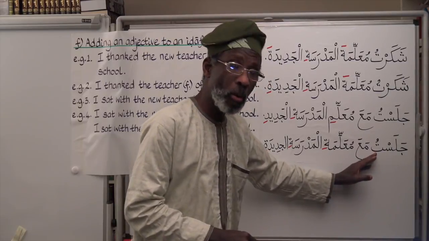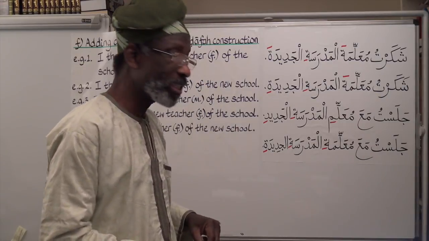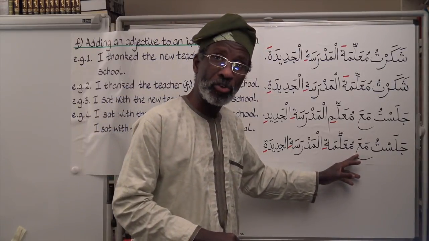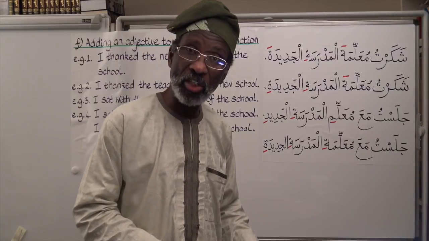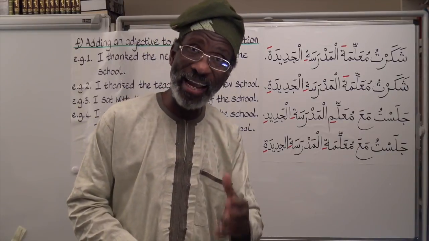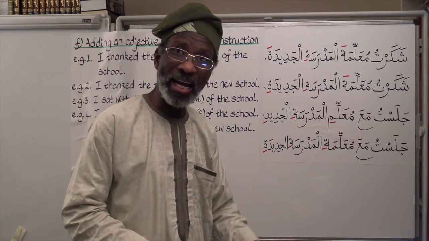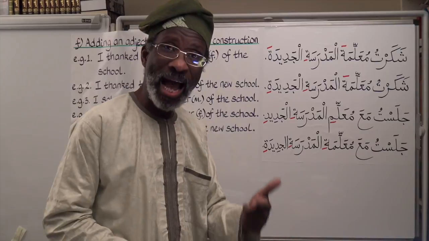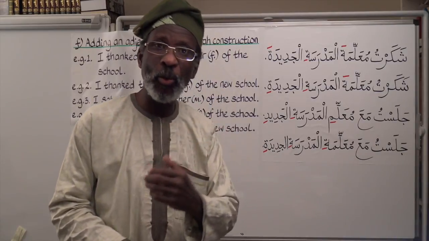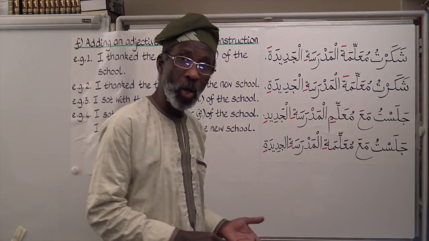Next one. Jalastu ma'a mu'allimati al-madrasati al-jadidah. Here, let's see what's happening. Now, ma'a is a preposition. Muallimati is genitive because of the preposition. And muallimati is feminine. And it is defined now by virtue of being attributed to the madrasa. Now, madrasa is also defined and is a feminine noun carrying genitive case. So muallimati, madrasati, al-jadidat is also carrying kasra and is feminine and is defined. So all of them are equal in this situation.